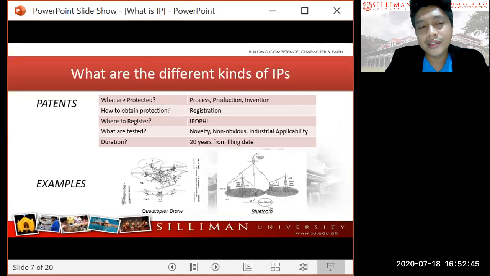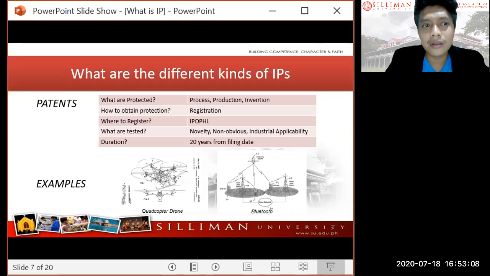So the next one is we're going to talk about what are the different kinds of intellectual properties, or intellectual property rights. In intellectual property rights, there are 5 common types that I will talk about in this topic. Each one of these has different coverages and different rights.